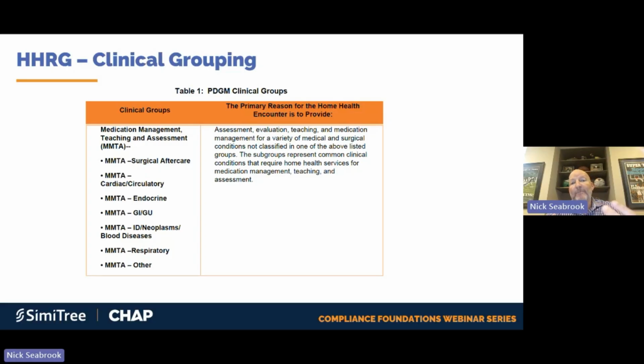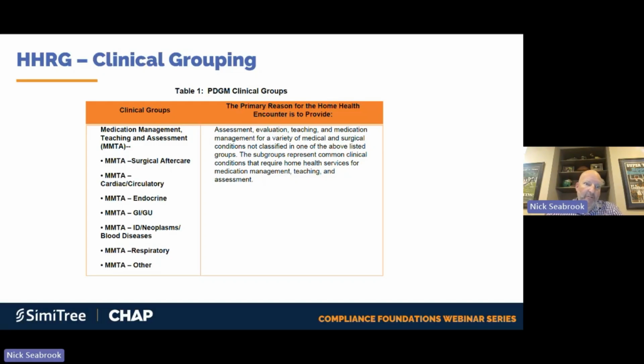So what Medicare ended up doing is they took a look at that MMTA, which was almost a catch-all clinical grouping when they initially developed the PDGM rules. And then they further looked at the data and said, you know what, there's some of these subgroups that make more sense to operate independent of one another. So they came up with these 6 MMTA subgroups. It's really 5 plus another catch-all, right?